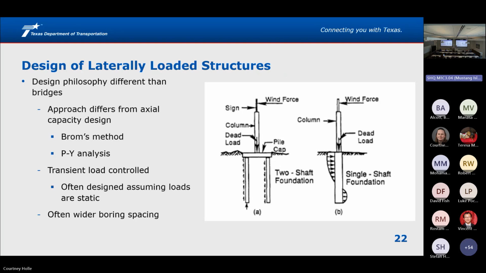So I'll pause here for a minute and talk a little bit about the design of laterally loaded structures. I think I alluded to this a little bit earlier, but I'll go through it again real quick. For those of you that are familiar with designing bridges, the philosophy here is quite a bit different. These structures don't have a lot of axial load or axial dead load by themselves. Most of it is lateral wind load, which is quite a bit different than a bridge. So we're looking primarily at lateral controlling the design, which isn't all that common for bridges. We still check it, but it doesn't necessarily control the design all that often.